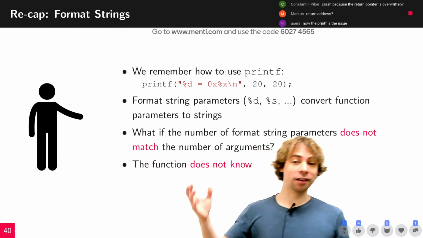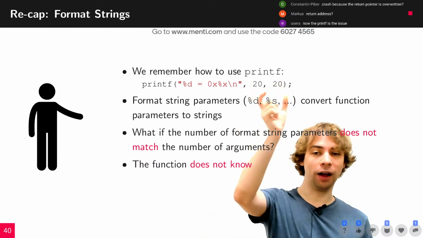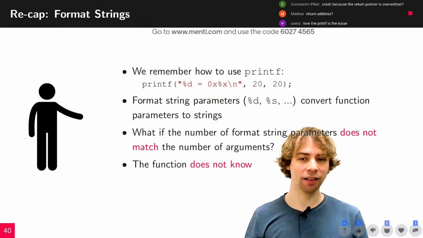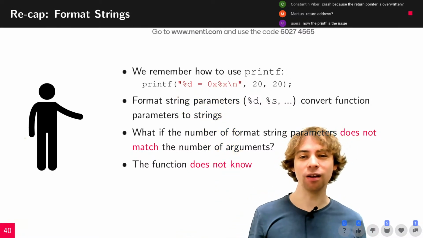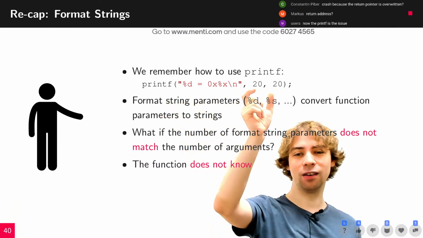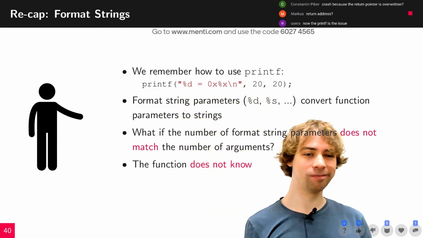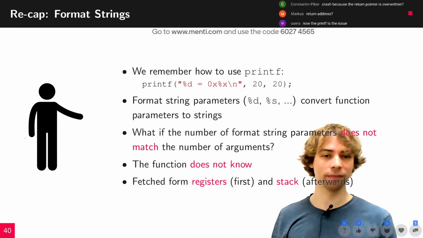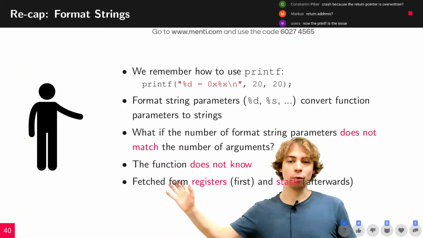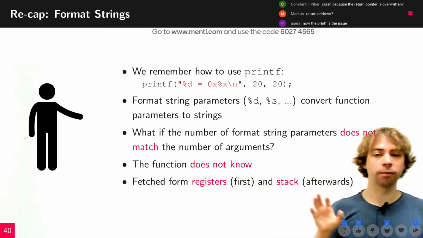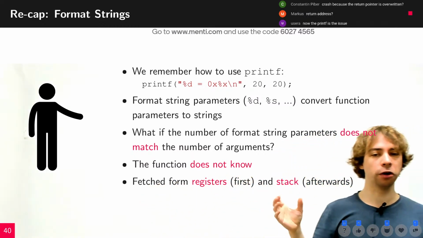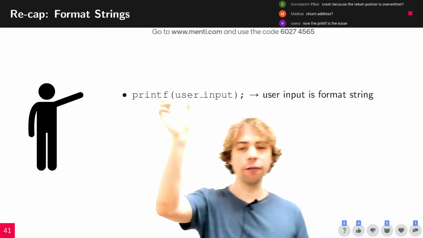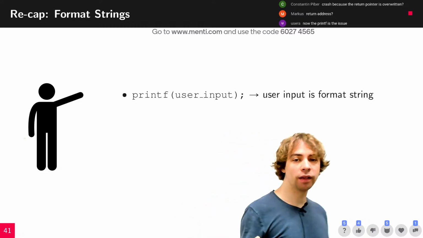So the function does not know how many arguments you passed, right? Because the format string has a number of percent signs in there. So how would we know that we need 2 arguments? Especially if this string comes from the user. So we fetch from registers first, then from the stack on 64-bit machines. On 32-bit machines, it would be right from the stack. So printf with the user input now is a format string.